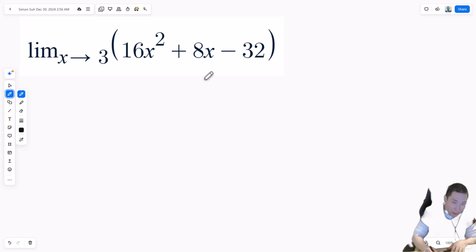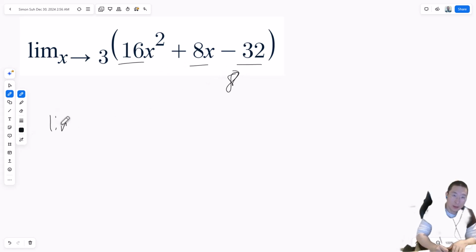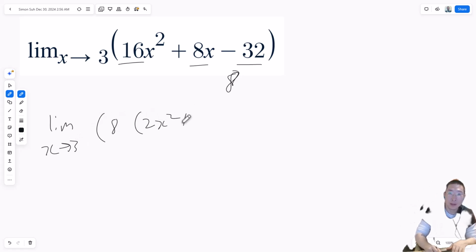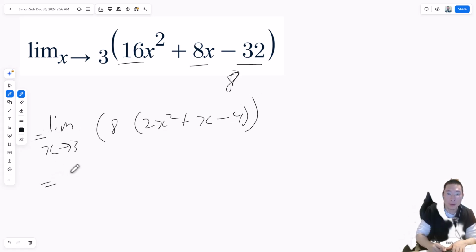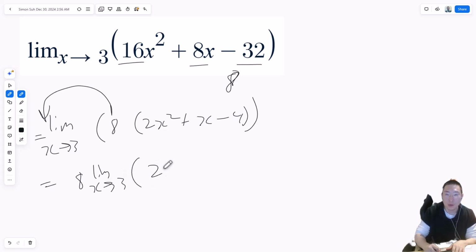The first step is to notice that these all have a common factor of 8. So we can factor out an 8 to begin with, because the inside of this limit as x approaches 3 is going to be 8 times 2x squared plus x minus 4. That is our first step. Our second step is to use the constant law and put this 8 outside of the limit. So this becomes 8 times the limit as x approaches 3 of 2x squared plus x minus 4.